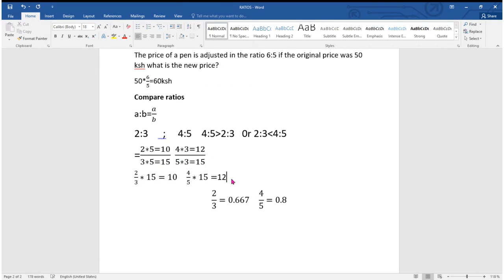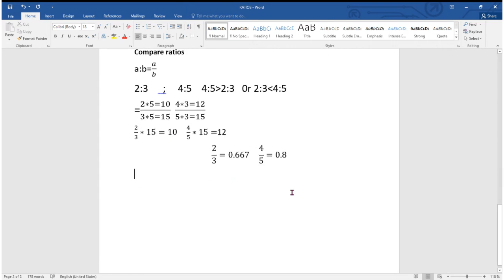Okay, so 10 is less than 12, and 12 is greater than 10. Simple as that. Or you can simply divide. You say A over A is to be the same as A over B. So this is 2 over 3, 0.67. This one is 4 over 5, 0.8. 0.8 is greater than 0.67. You can now compare and you can get your answer.